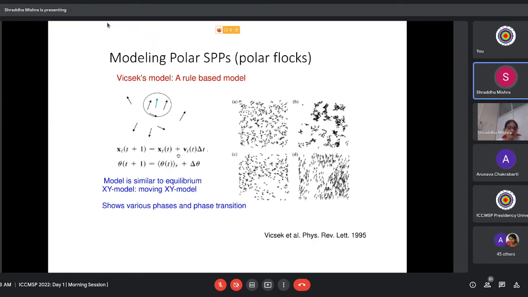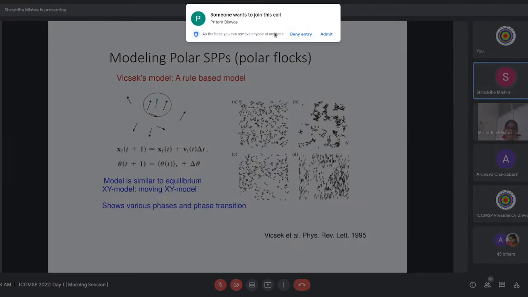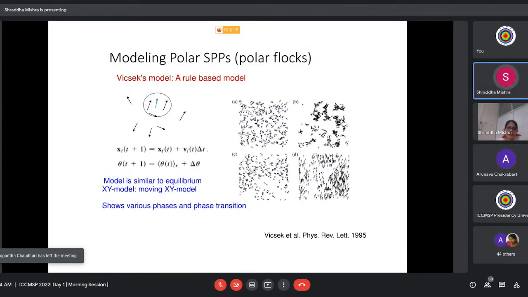The large density and lower noise is basically a state where the alignment is dominating, and lower density and higher noise is a state where the randomness is dominating. And this picture right here shows a high noise and lower density, where we see an almost random state. And this is a higher density and lower noise. And we see that all the particles are more or less aligned in this vertical direction and moving in that direction. And this picture actually resembles very much the sheep herds we have seen in the fields.